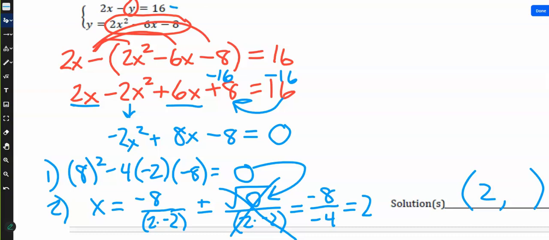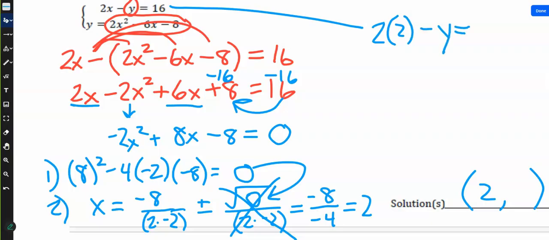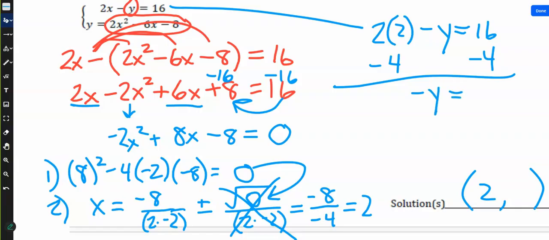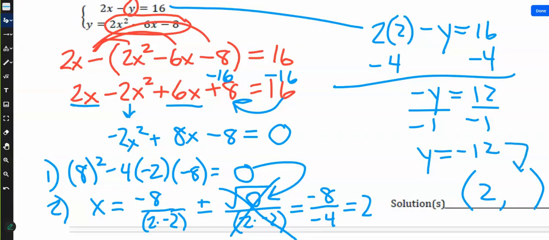Now, you can pick whichever equation you want. I'm probably just going to use that first one. Minus 1y equals 16. And subtract 4 from both sides, giving me negative y equals 12, and divide by the negative 1. And so y equals negative 12.